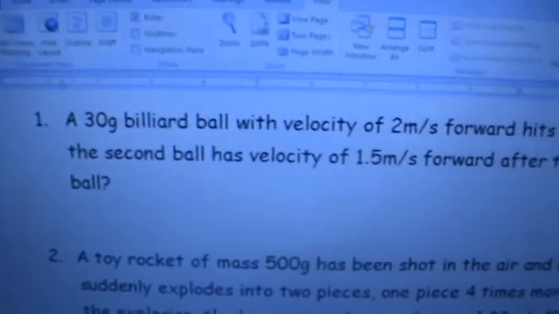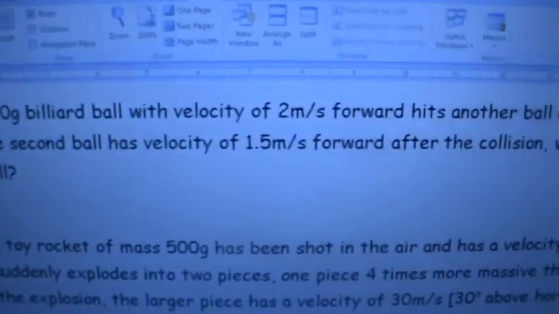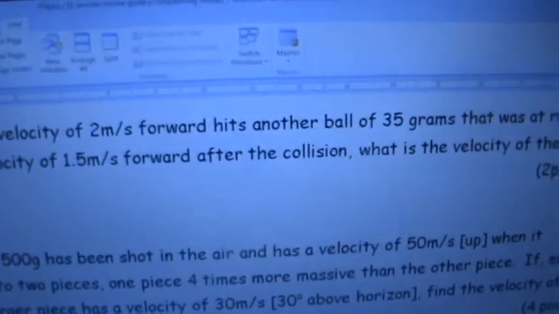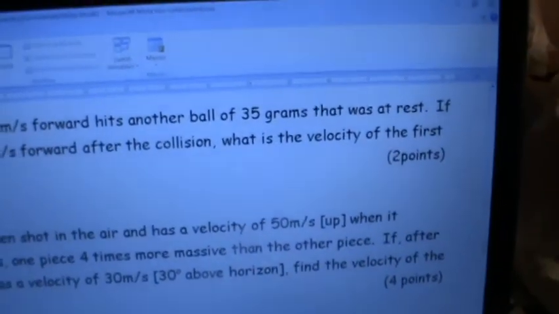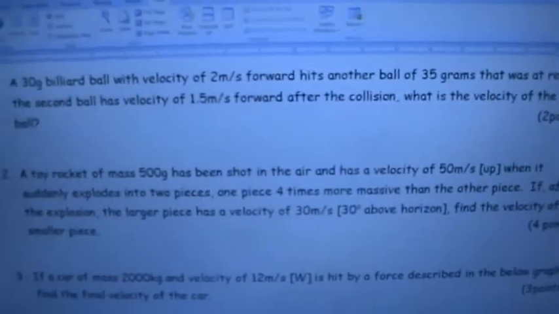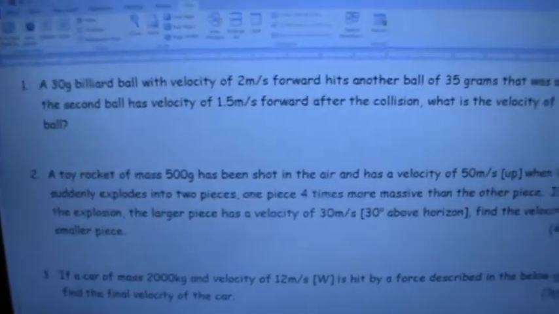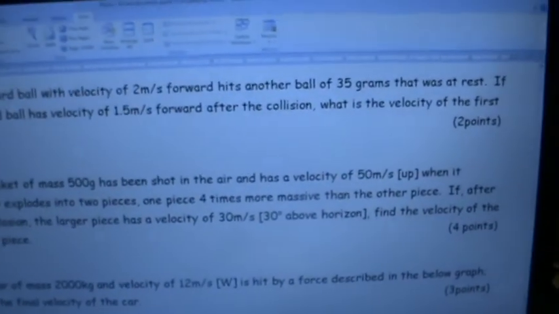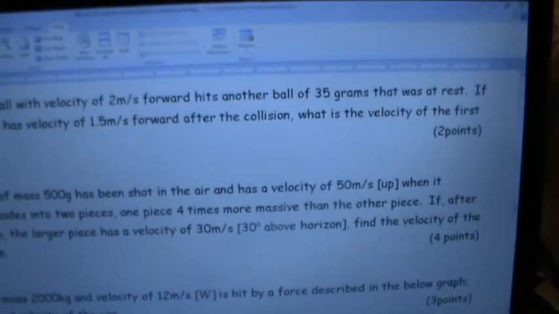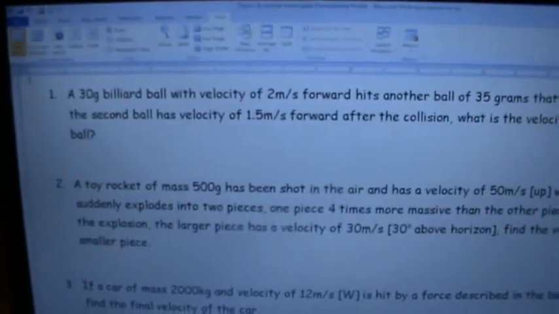Okay, so what we're going to do now is the momentum questions. I've got a couple here on the computer. It says a 30 gram billiard ball with a velocity of 2 meters per second forward hits another ball of 35 grams that was at rest. If the second ball had a velocity of 1.5 meters per second forward, what is the velocity of the first ball?